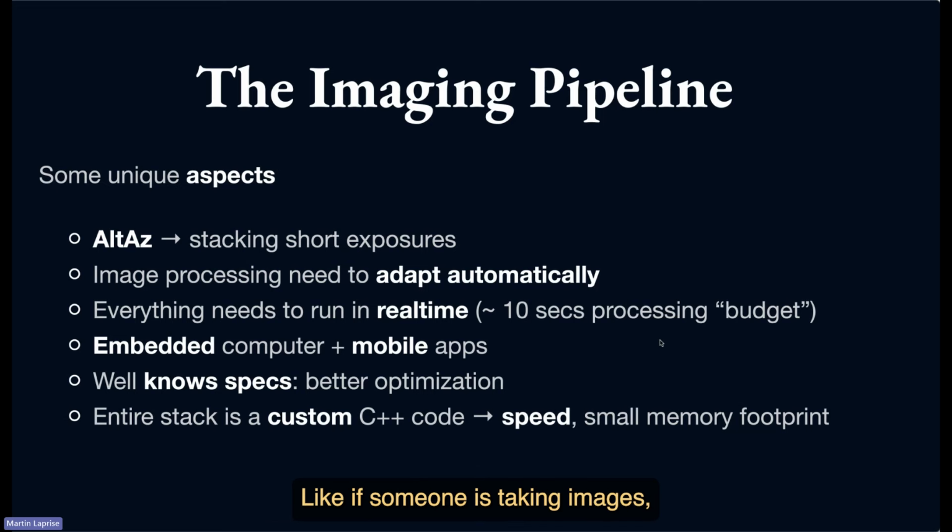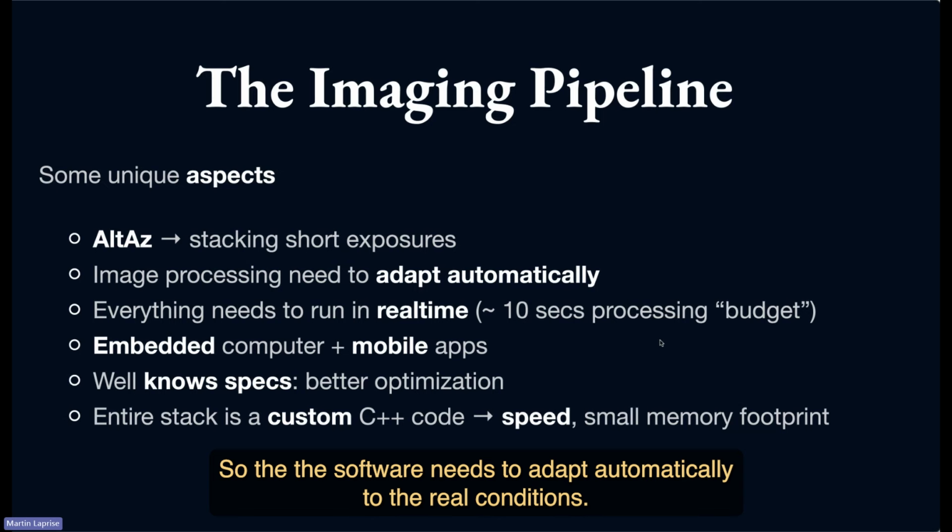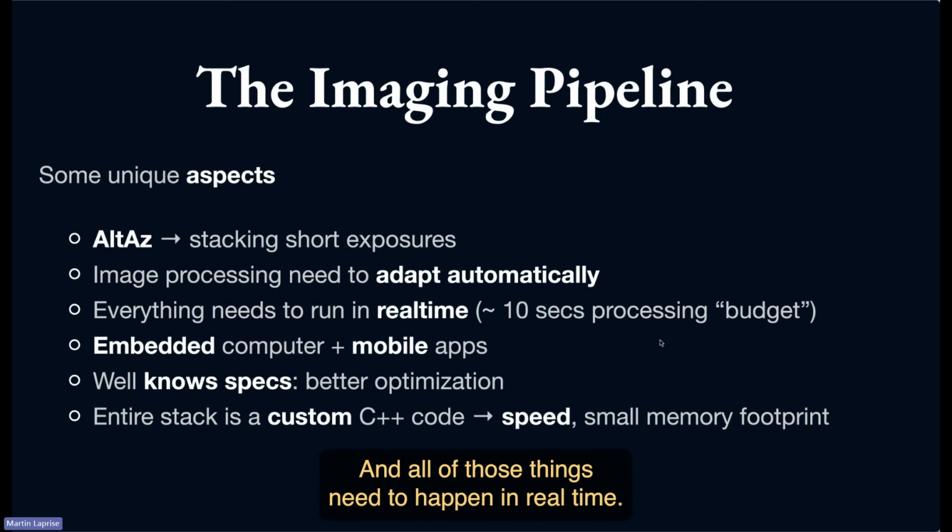Like if someone is taking images, we want to output the best processed images at the end on the application without too much intervention. So the software needs to adapt automatically to the real conditions. And all of those things need to happen in real time.